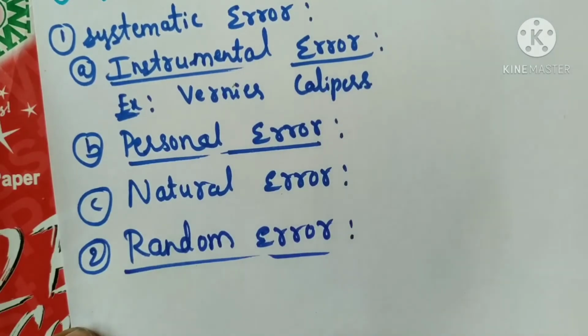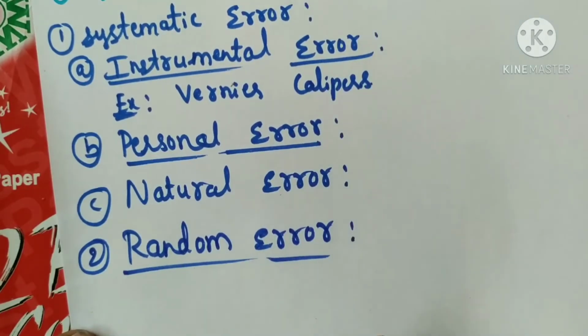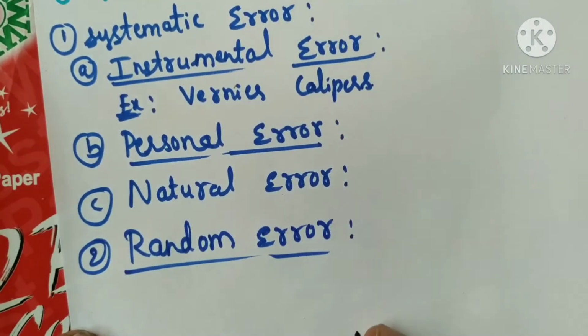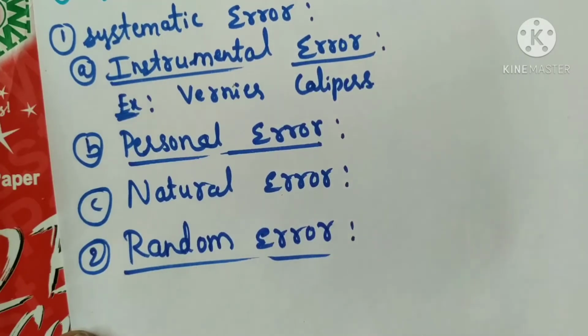So random errors actually occurred and we can't tell the exact reason for them. So I can say that the random errors are due to unknown reasons.